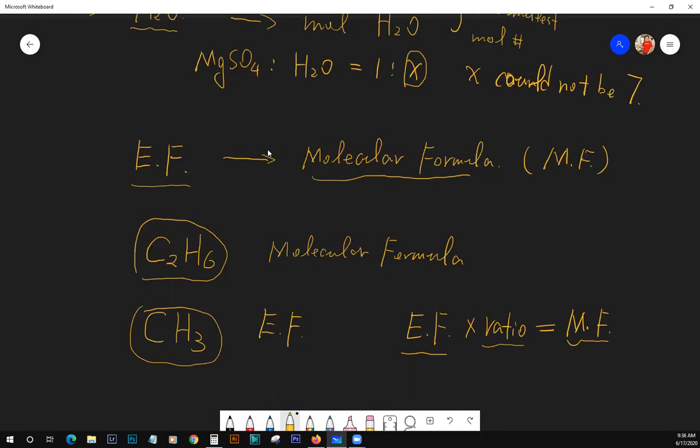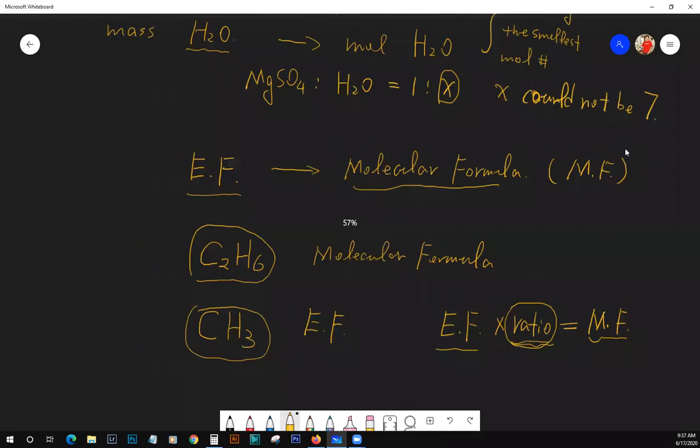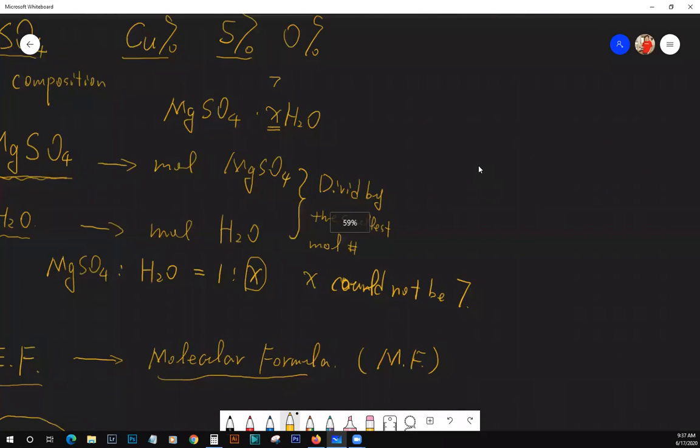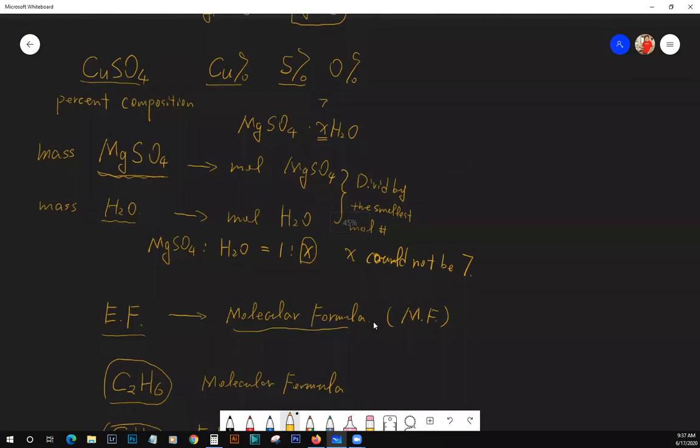The ratio is the key. As long as we can find the ratio, we can find the molecular formula. So that is the key. Then how do we find the molecular formula? Let's just work on one of the examples.